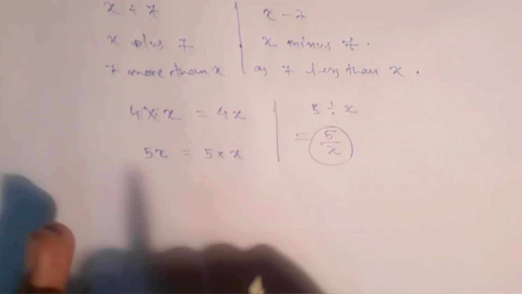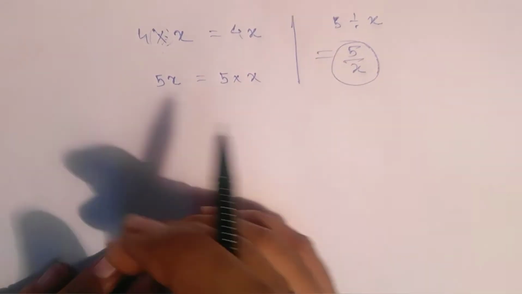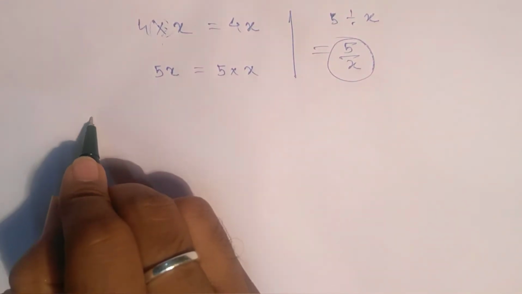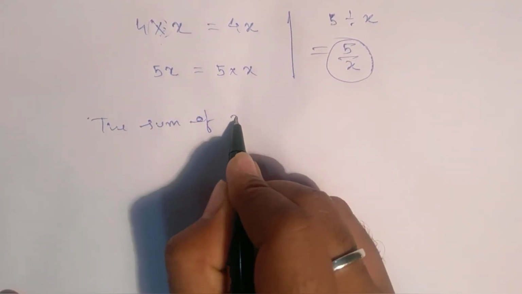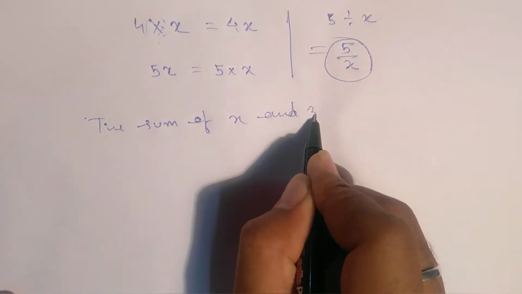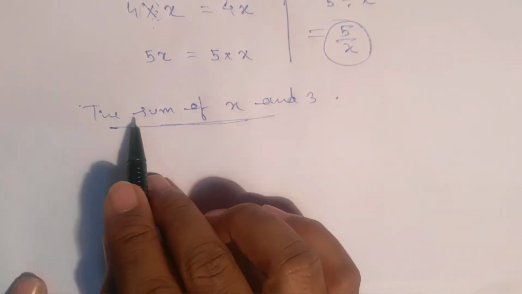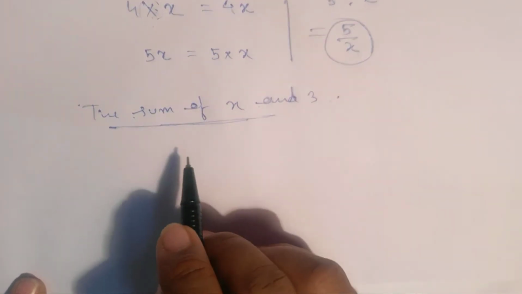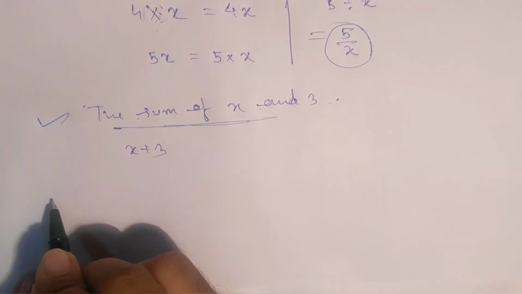Now we'll use this concept and represent statements in mathematical expressions. Let's take them one by one. Take an example like the sum of x and 3. How are you going to represent this statement in a mathematical expression? Sum means addition, so your answer is x plus 3.